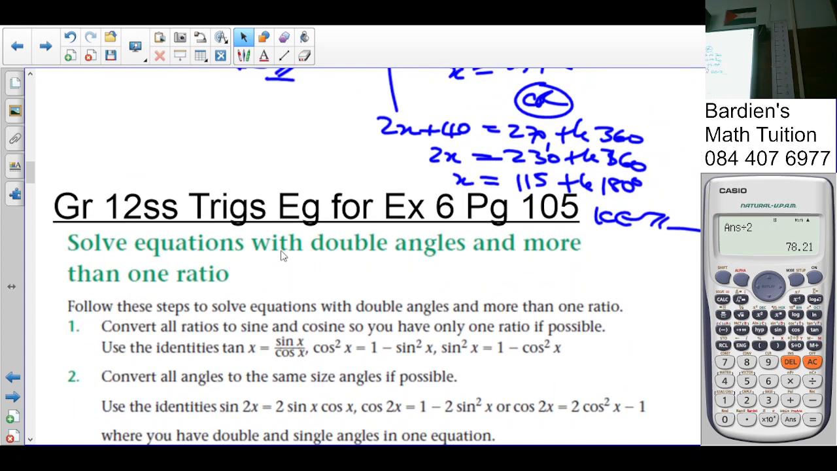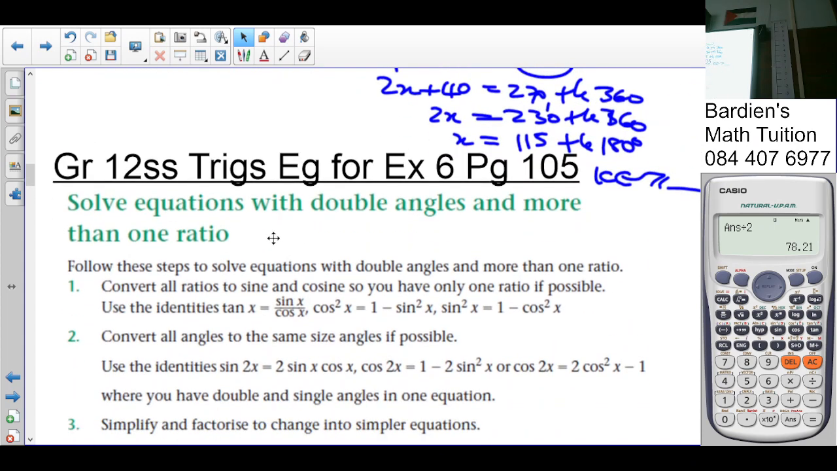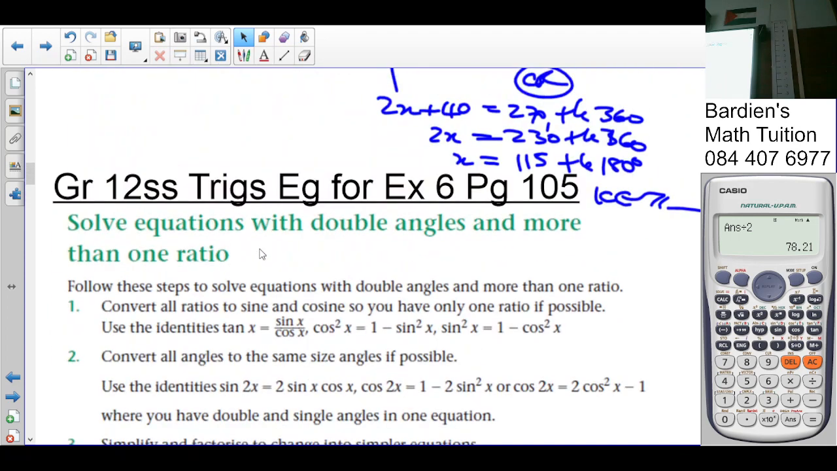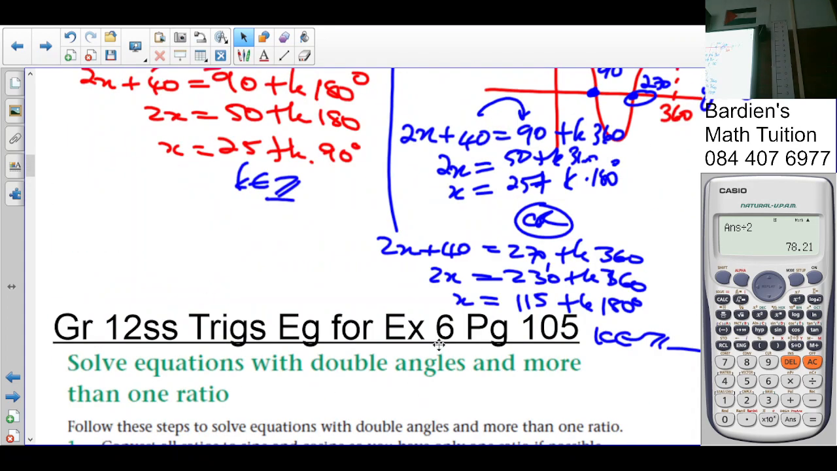And these are now the examples for the next exercise, correct? Okay. So for homework, I would like you guys to complete exercise 6 on page 105.